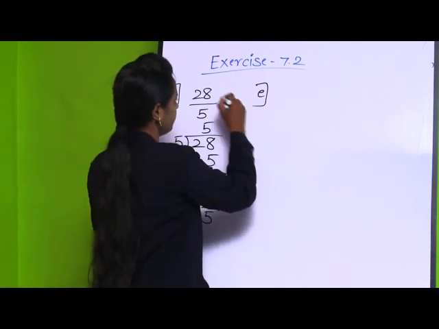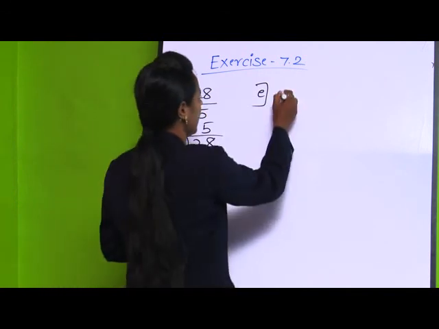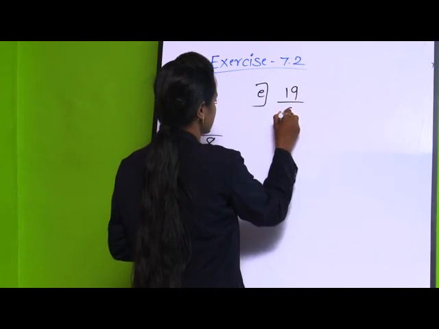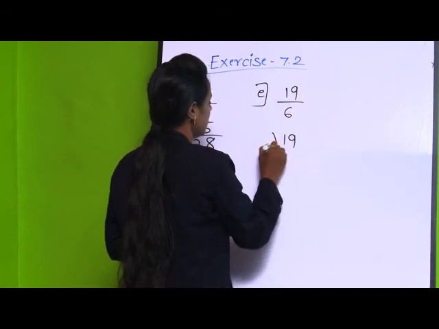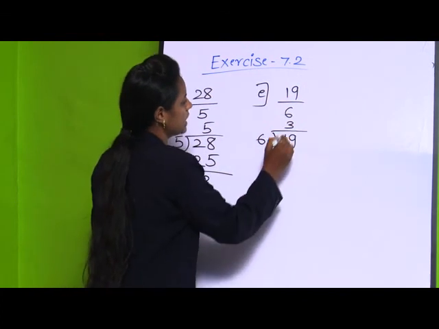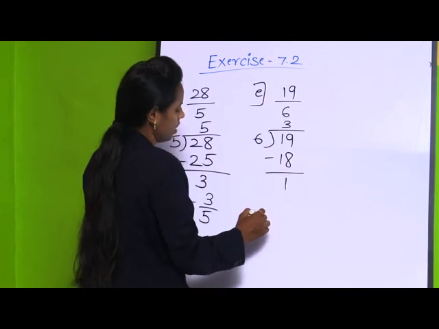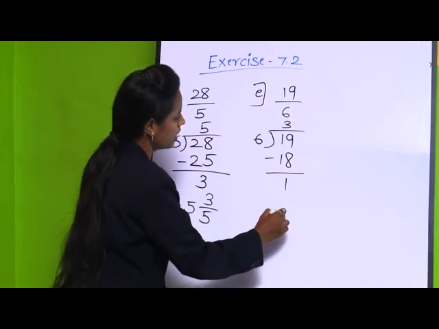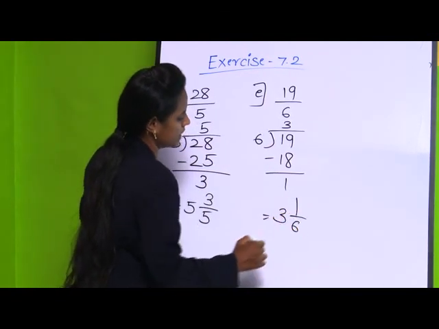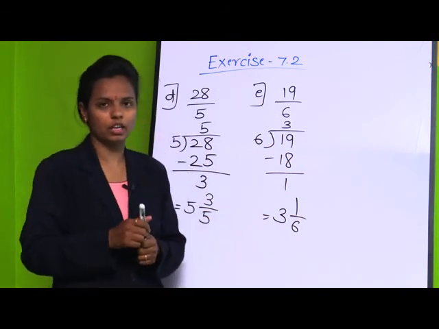We will solve a few more, that is 19 by 6. Okay, 19 divided by 6. So, we have 6 3s are 18, and 19 minus 18 is 1. So, the mixed fraction is 3 1 by 6. 3 1 by 6 is the mixed fraction.